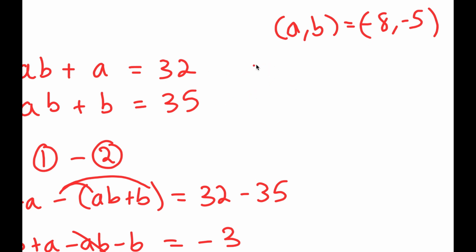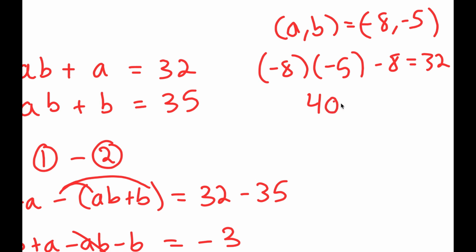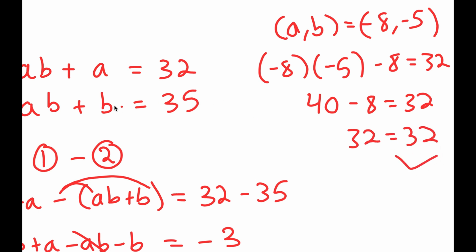So in my first equation, I have negative 8 times negative 5 minus 8 is equal to 32. Negative 8 times negative 5 is 40. So I get 40 minus 8 is equal to 32. And 40 minus 8 is 32. So I get 32 is equal to 32. And we don't have to check them in the second equation, but if you guys want to, you can.